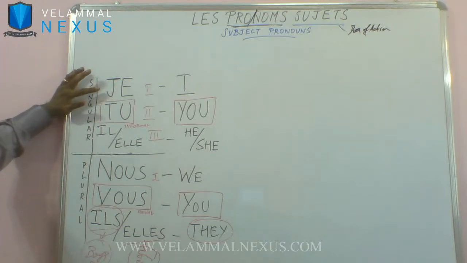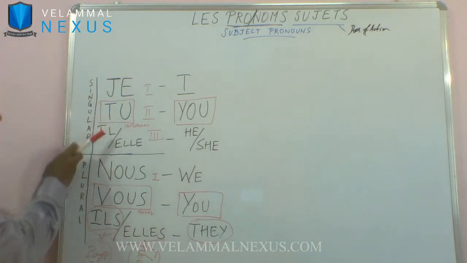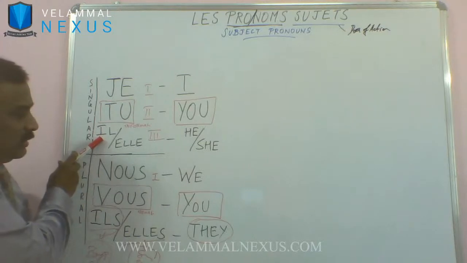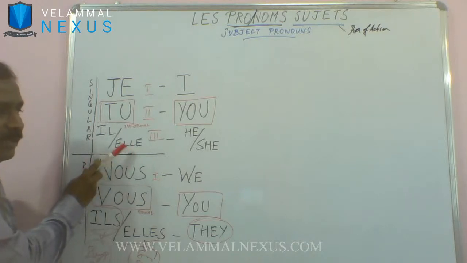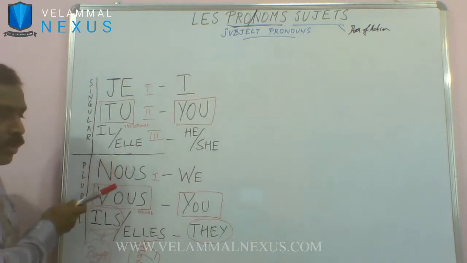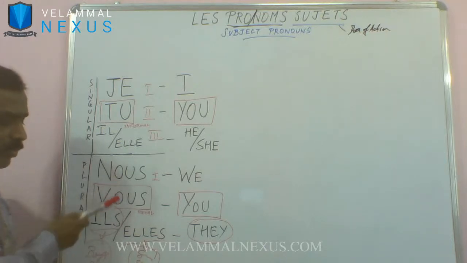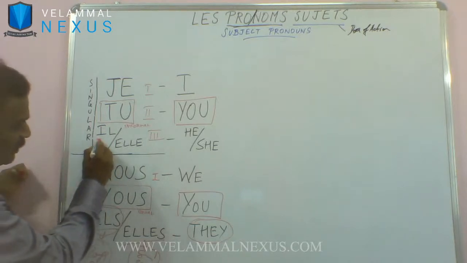Pronounce it. Je, tu, il, elle, elle, nous, vous, ils, elles. You can see there is no difference between this and this.